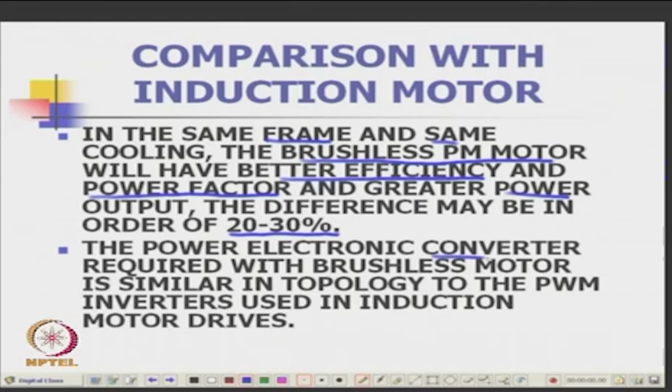So, the power electronic converter required with a brushless motor is similar in topology to PWM inverters. So, as converter technology there is not too much difference, the converters are almost similar, basically DC to AC, okay, you switch.